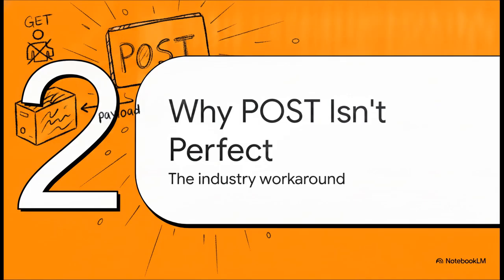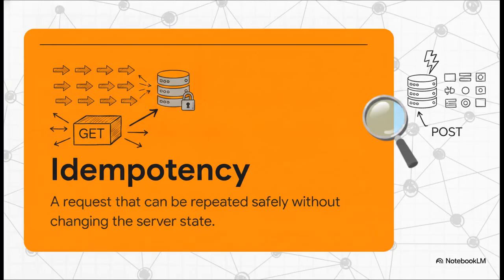Moving on to Section 2. Why POST isn't perfect. Now, to really understand why the industry workaround is flawed, we have to grasp a massive concept in system design: idempotency. It's a big word, but it just means that if a request is idempotent, you can send it to the server 1,000 times, and the end state of the server will remain exactly the same as if you sent it once. It doesn't change or create data.